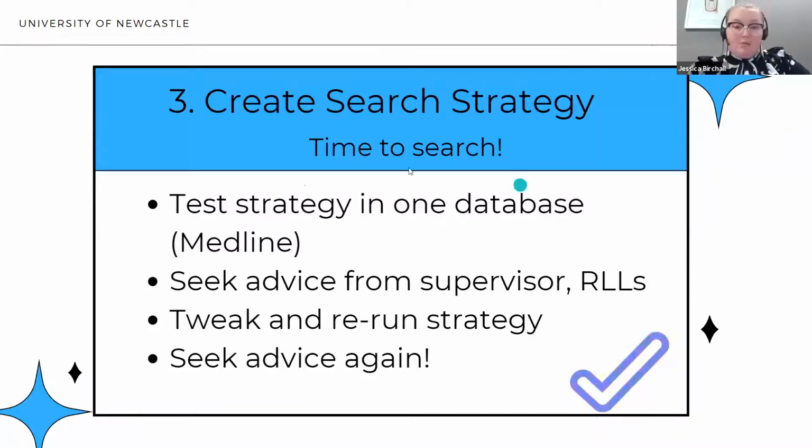As I mentioned, the librarians can help you here, and I've got seek advice twice because this test search phase is really important to get as much advice as possible so you can make those tweaks and changes. Talk to your supervisor, talk to your research group, make an appointment or send your research liaison librarian your search strategy to see if we have any suggestions, if we can add terms or make things a little bit clearer for you. This is a really great time to get that advice.